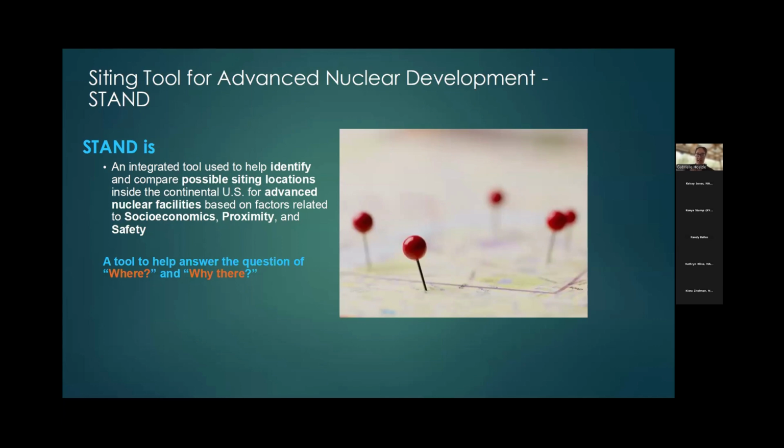So what is STAND? STAND is a tool to help you identify and compare possible siting locations across the US. It is better in the continental US. We do have data for Alaska and Hawaii, but it is more limited, based on the underlying data availability. It's a tool to help answer the question of where, and why there. Go ahead and next slide.